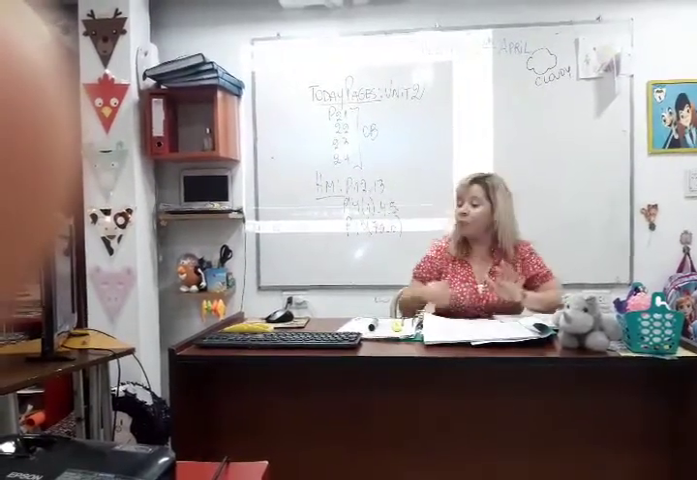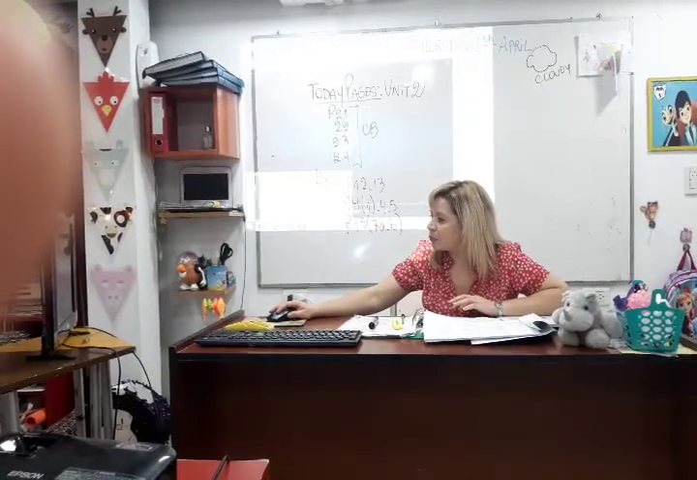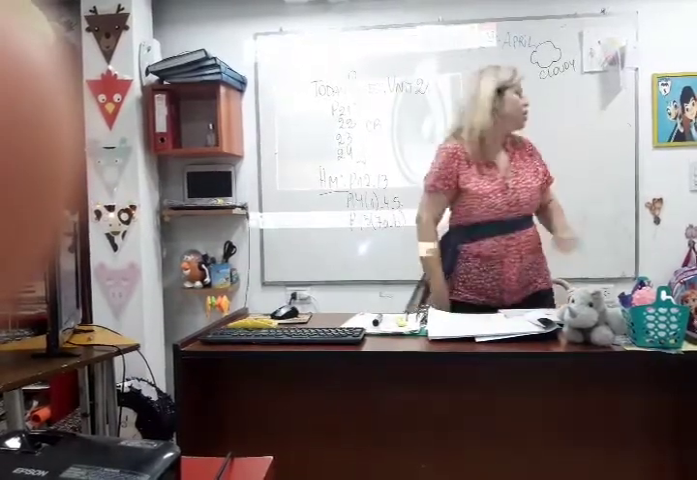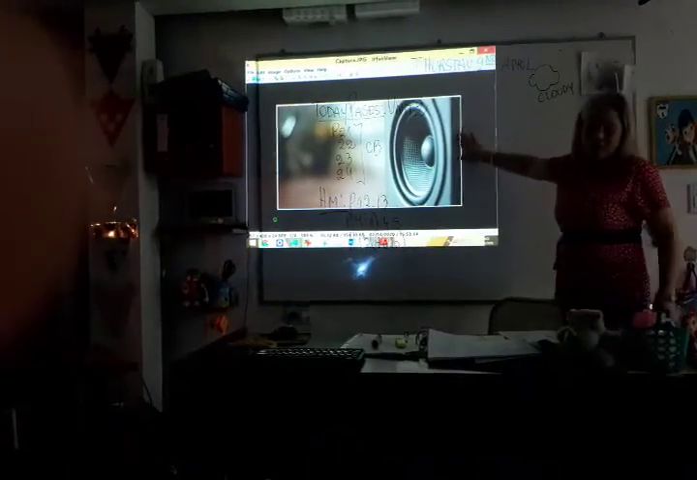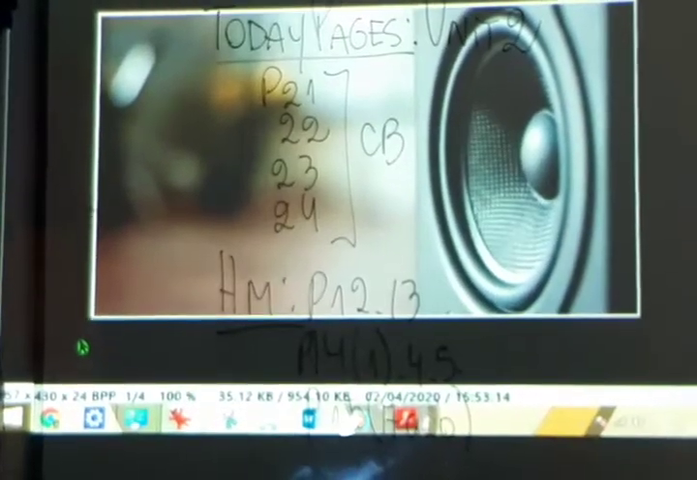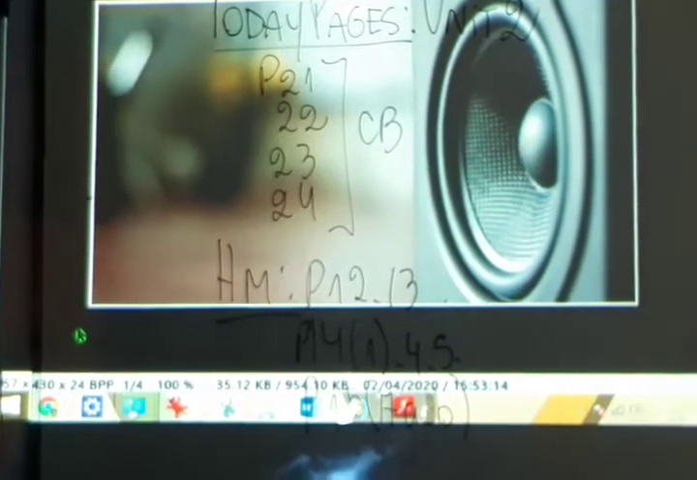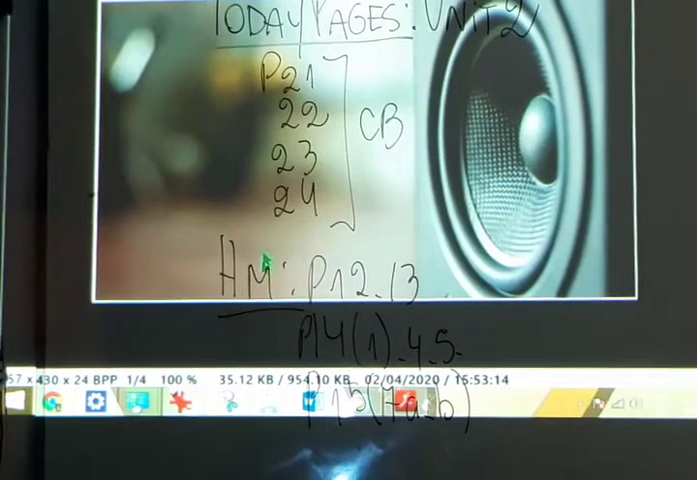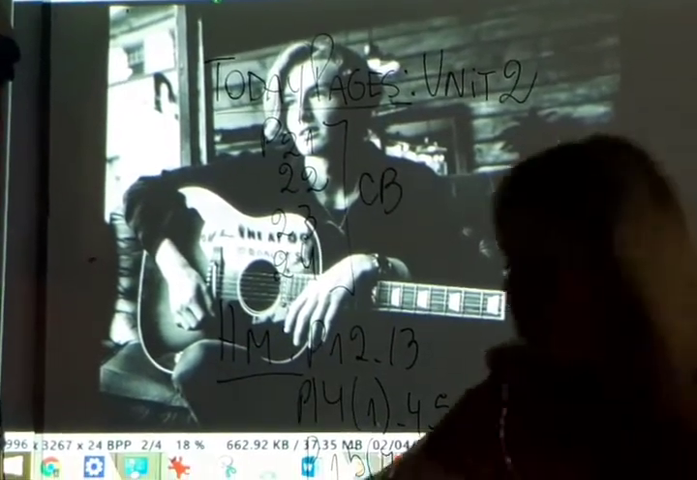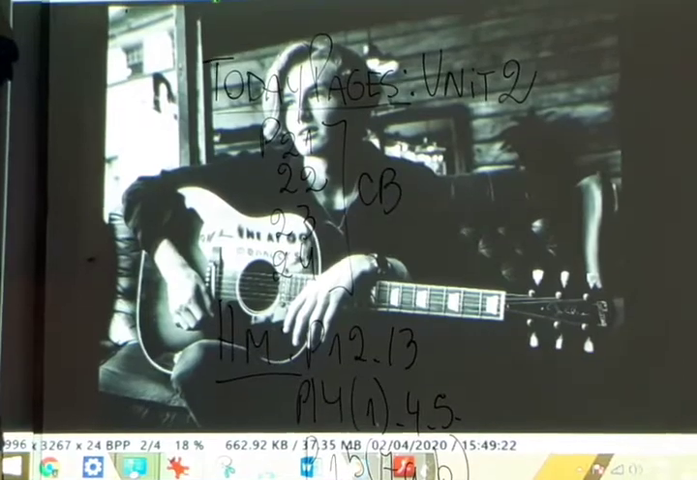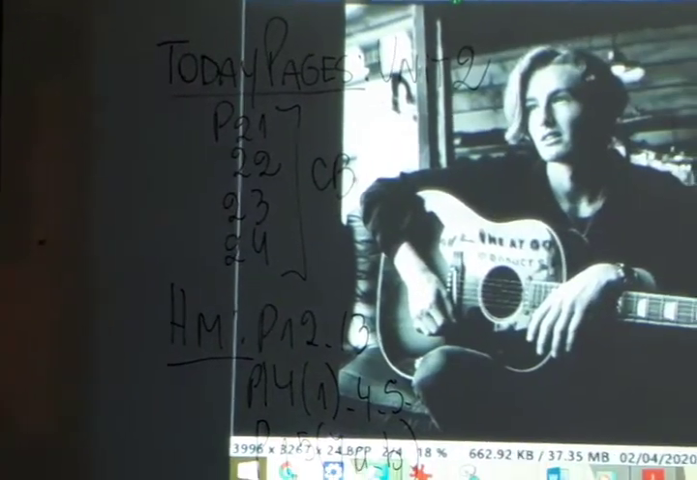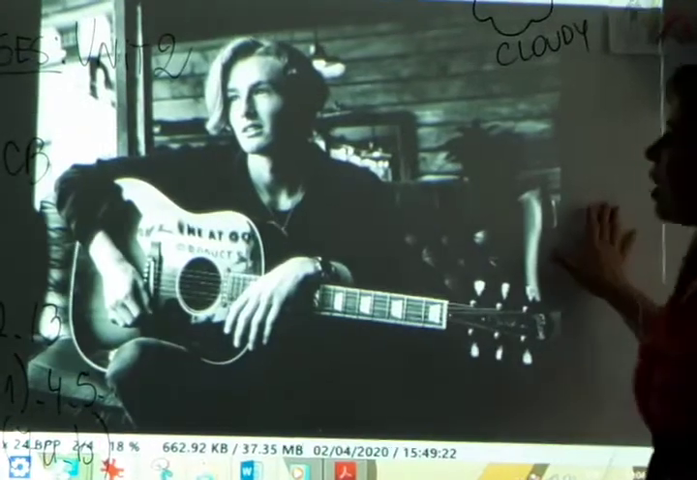Okay, well, talking about this, I have prepared something. Can you see this? Yes, okay, I will turn off the light. What's this? Do you know what this is? It's a speaker. Okay. What's this? What can you see in this picture? Okay, what is the topic?